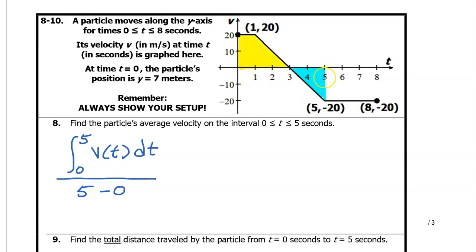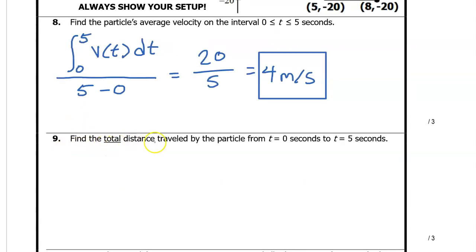From 0 to 5, we have this yellow area and this blue area. The yellow area will be considered positive because it is above the x-axis, while the blue area will be considered negative. The yellow area has a value of positive 40, and the blue area is a negative 20. That's a net value of 20. So we have 20 divided by 5, which is 4. Remember, we are talking about the average value of velocity. So the units will be the units of velocity, meters per second.